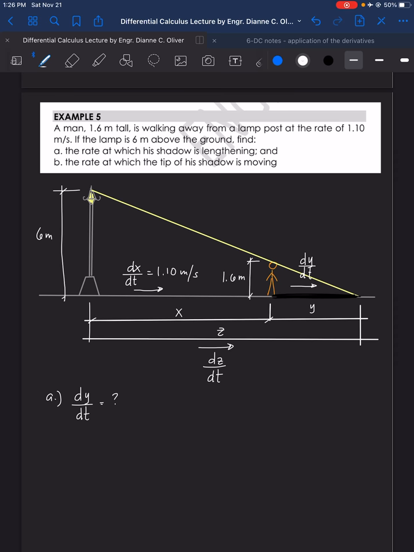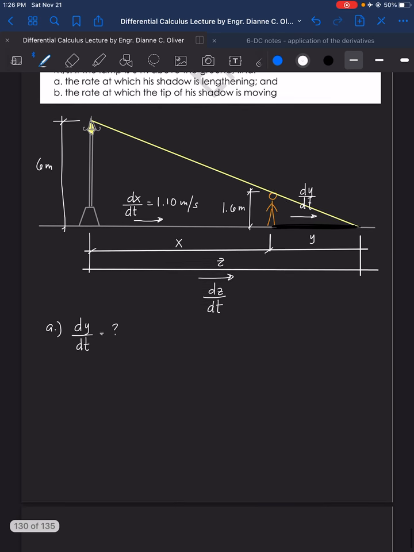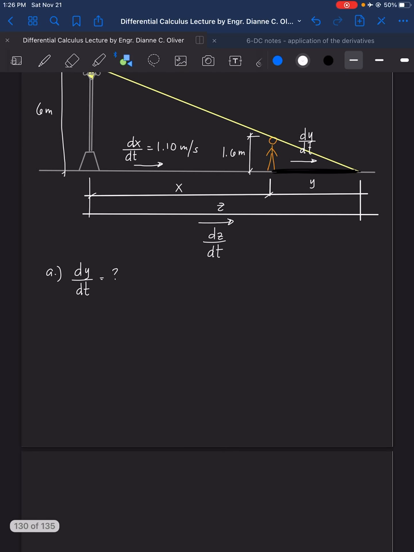Now looking at the figure, what can you observe? It's a triangle. So therefore, we can use the properties of the triangle. So we have the triangle there, and this is the height 1.6, and this is the height of 6 meters. Now, if this is dy, what can we use here? So this is x and this is y.